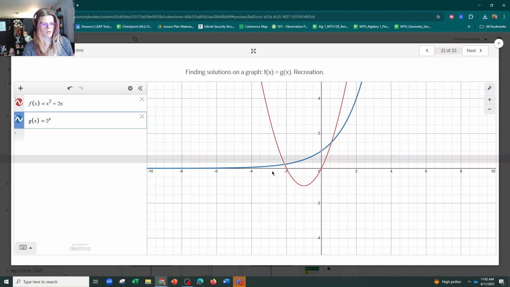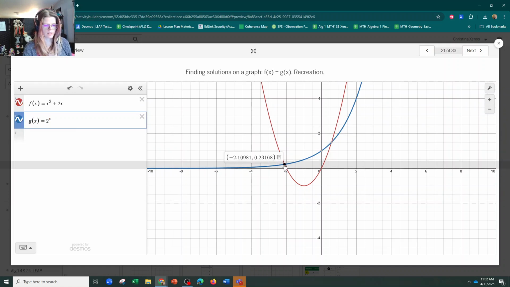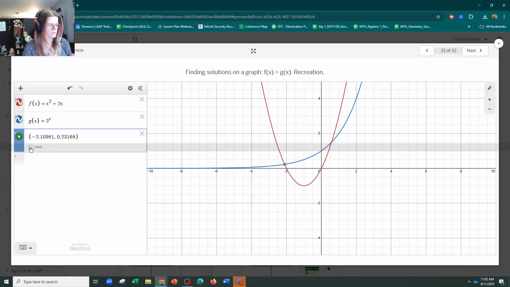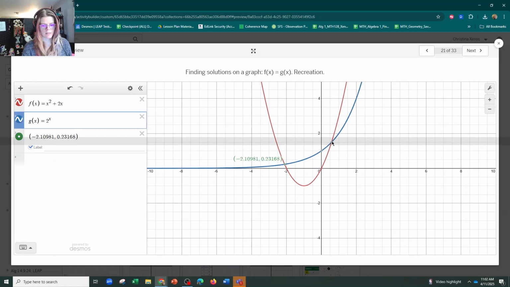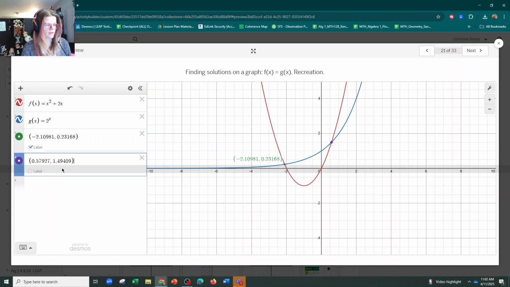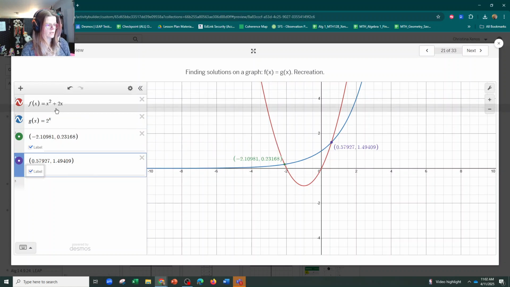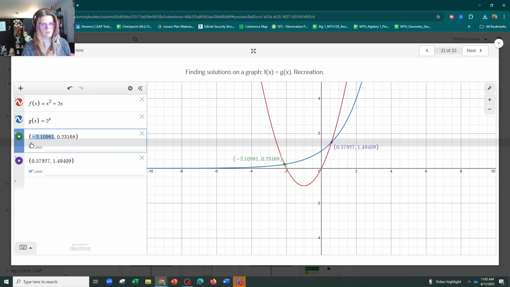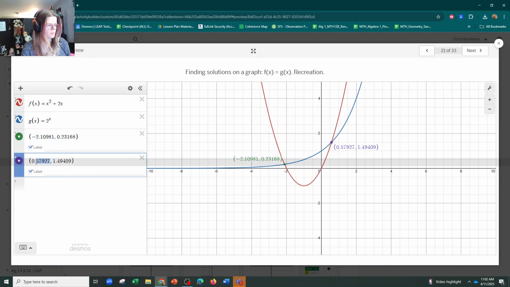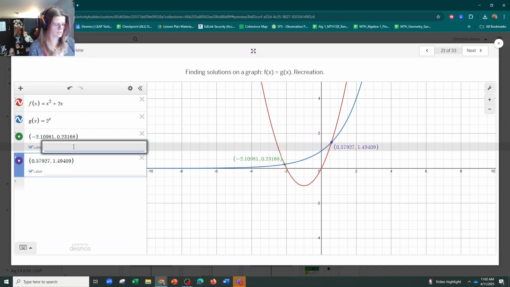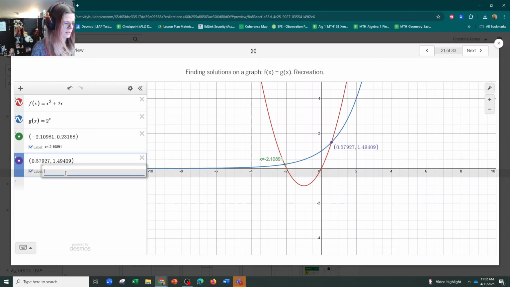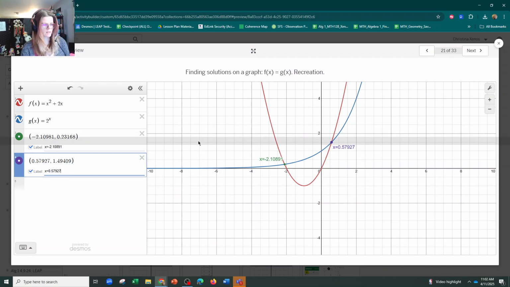And we see we have a quadratic function and an exponential function. If we click on those intersections, now for problems like this, the only point that really matters is the x value because we're solving an equation that only has x. So our two answers are -2.1 and 0.57. The x value is what matters for problems like this. And I can even label it x equals 0.57.